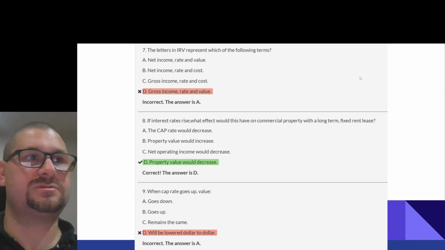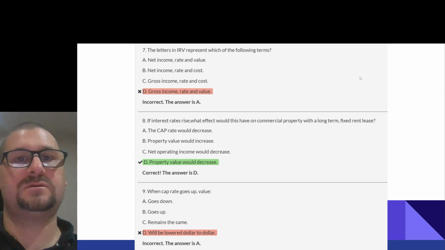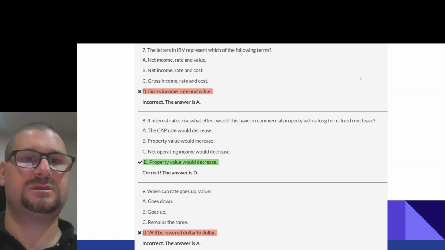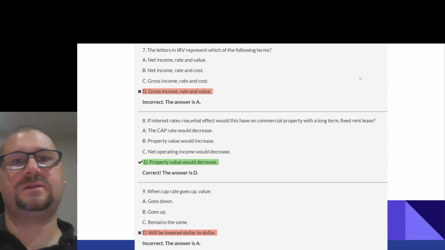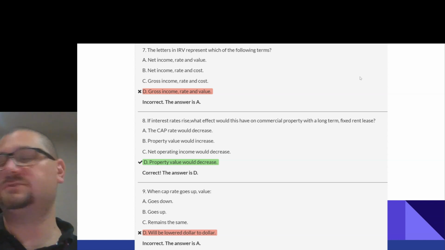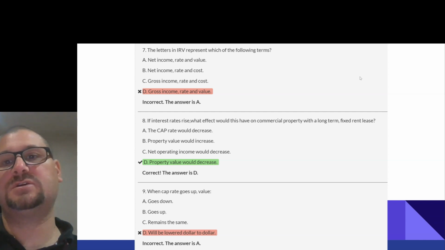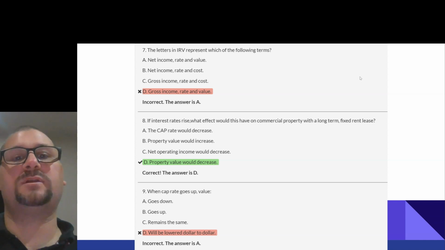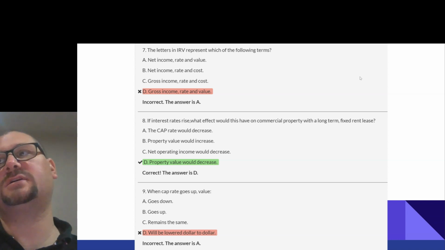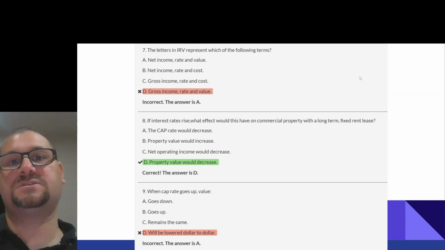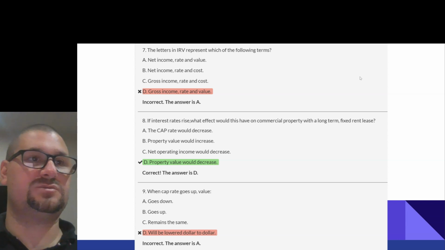So if your interest rates go up, right? Right now market interest rates are around 6%, 7%. If those go higher, 10, 11%, what effect would this have on commercial properties with a long-term fixed rent lease? Property values would decrease, right? Because your interest rate is so much higher, 10, 12, 13%, the payments are higher. So typically the property values would go down.